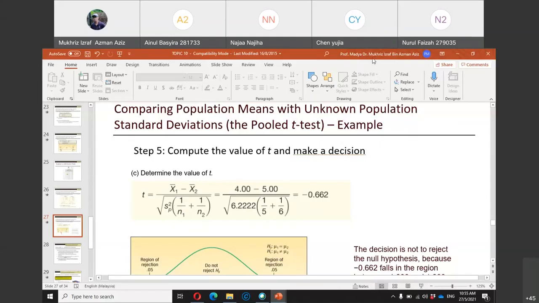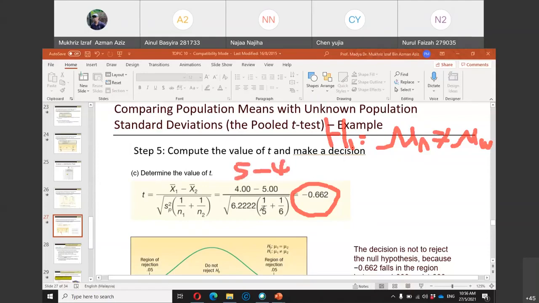If you look at this number, negative 0.662, you get this number because you put Wallis minus Atkins. If another student were to put it the other way around, meaning in the H1 she wrote mu of Atkins not equal to mu of Wallis, then in the calculation it will be the other way around. Instead of 4 minus 5, it will be 5 minus 4. But the bottom part will be the same, because this is just the pooled variance. Instead of negative 0.662, she will get positive 0.662. So is this right or wrong?